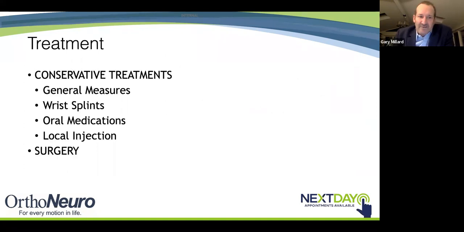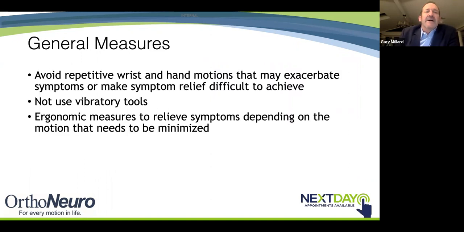Once carpal tunnel is confirmed, we have a few treatments we look at. Somebody has carpal tunnel, how do we treat these patients? First, general measures are some behavior modifications. We try to have patients avoid repetitive wrist and hand motions that may make their symptoms worse. Try to avoid the use of vibratory tools. A lot of people that use drills or anything that vibrates on a consistent basis can really irritate the nerve, so we try to limit that motion.